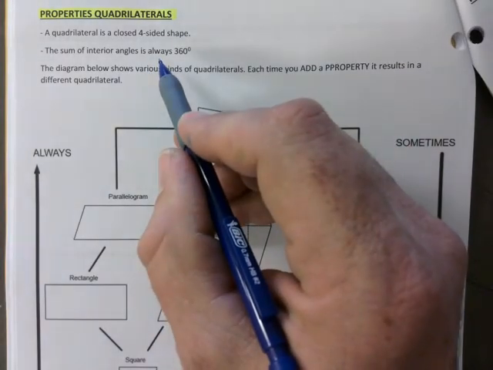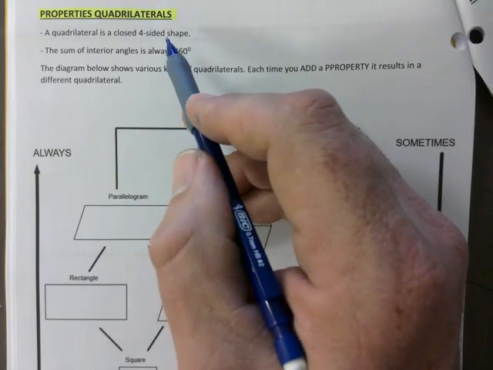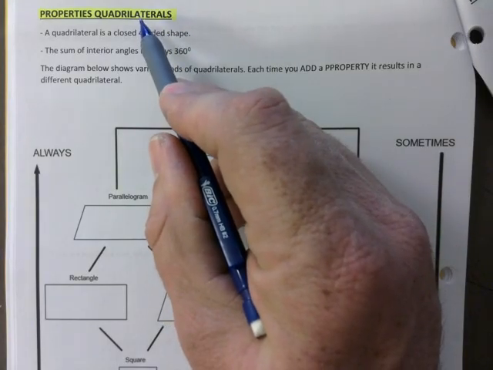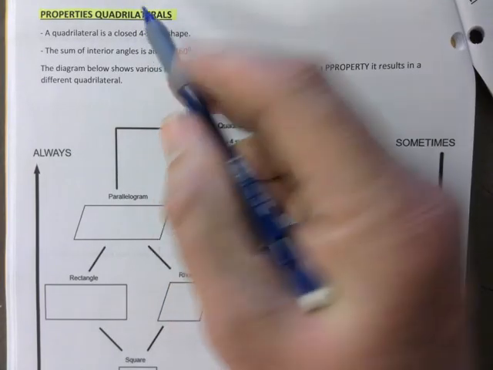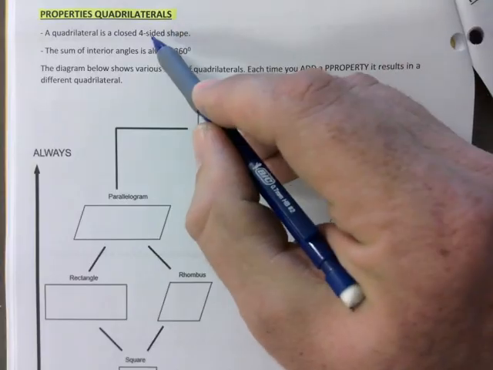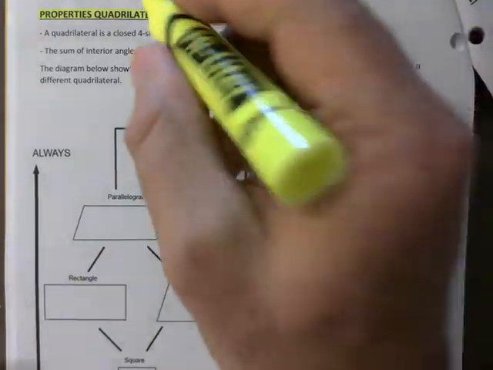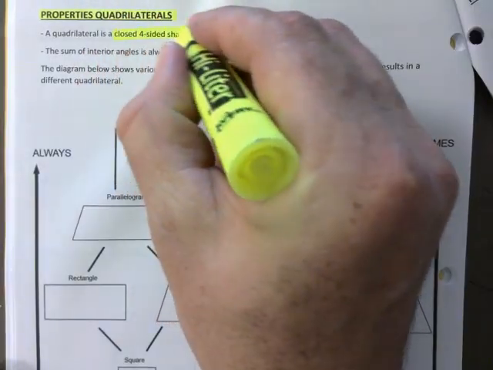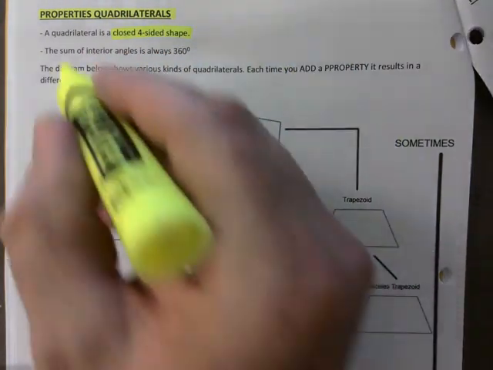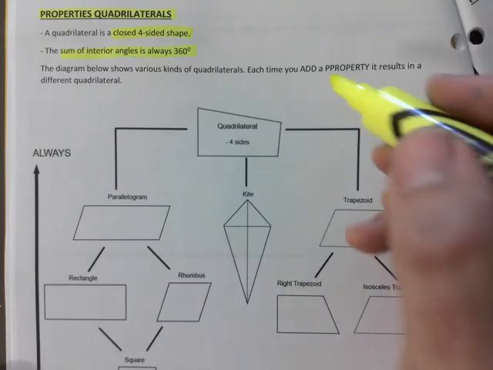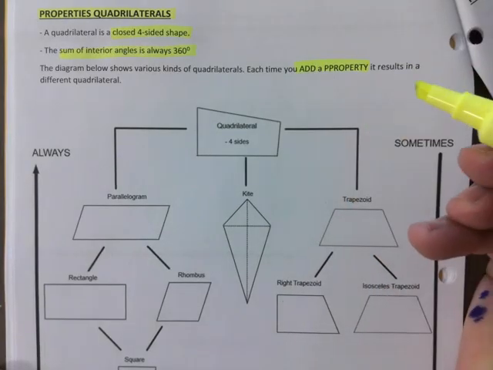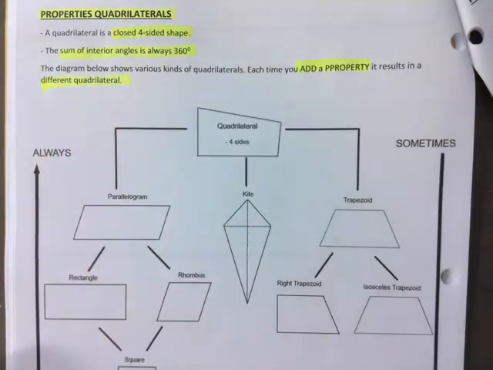Quadrilaterals. Follow along, guys. On your study sheet, under geometry, I want you to have triangles, then quadrilaterals, and just make sure you know that it's a closed four-sided shape. The sum of the interior angles is always 360. And each time you add a property, you have a different quadrilateral. Okay?